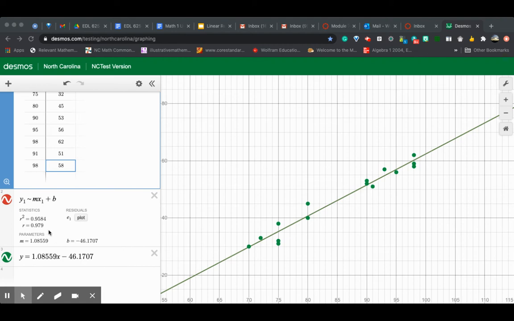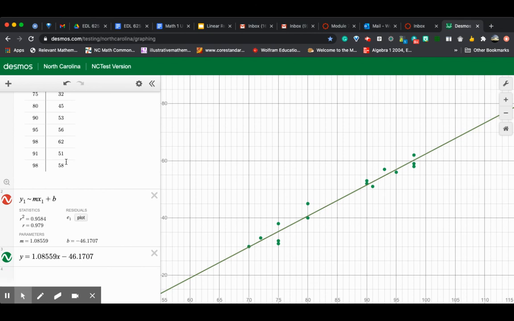Another way to determine if the line is a good fit is to look at its R value. So over here, Desmos provides us two values, R squared and R, but really we only focus on R values in Math 1. So here, because this R value of 0.979 is very close to positive 1, then we could say that this line has a strong positive association, because R is very close to positive 1.